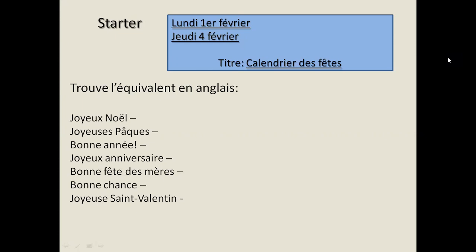Once you've copied them down, translate them into English. All these phrases are used in French to wish something to someone. You can pause now and complete the task.